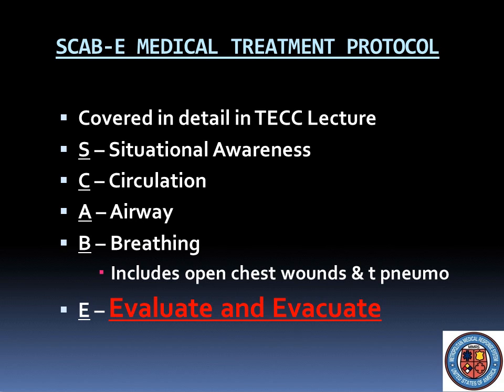C, circulation. This includes massive hemorrhage, so we're thinking tourniquet first. Make sure that you're stopping the bleeding, keep the red blood cells inside. Next, airway. Can't breathe if we don't have an airway. Breathing. Simple things. Open the airway, decompress the tension in the thorax, evaluate and appropriately treat an open chest wound if needed.